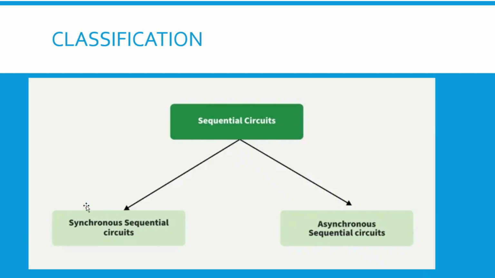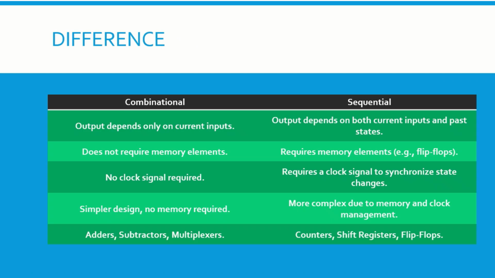There are two different types, synchronous and asynchronous. One basic difference between these is that synchronous circuits have a clock, and asynchronous circuits do not have a clock. Because it has a clock, the output will change at particular instances, say at the positive edge of the clock or positive level, and at that time the output changes. So it is dependent on the clock, and because of that it is also called clocked sequential circuits. Whereas asynchronous circuits do not have a clock and do not depend on the clock to change their output state.